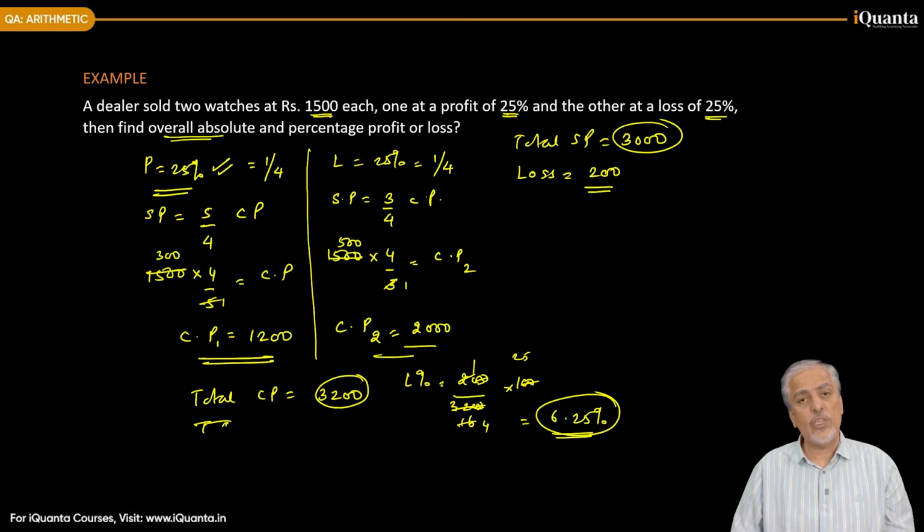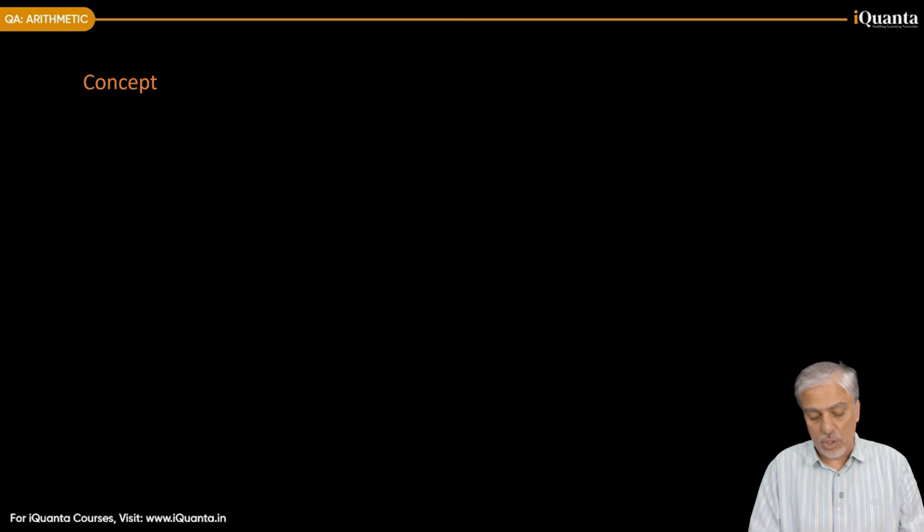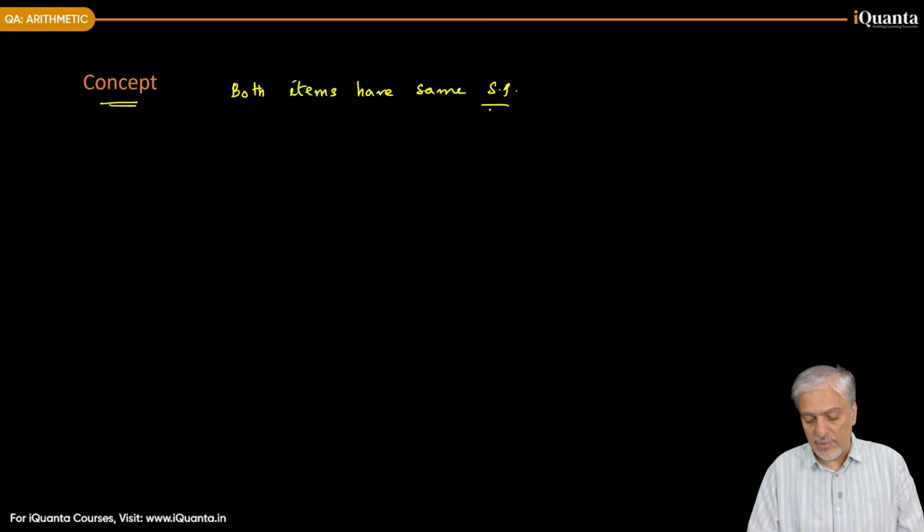So now this question that we did, we understood that we did both the watches separately. We found the cost price of both the watches, combined and found the total cost price, total selling price, and got the answer. Was there a shortcut or is there a concept behind this which I can apply? Yes. So pay attention to the concept first of all. When can the concept be used? First of all, both items have the same selling price.